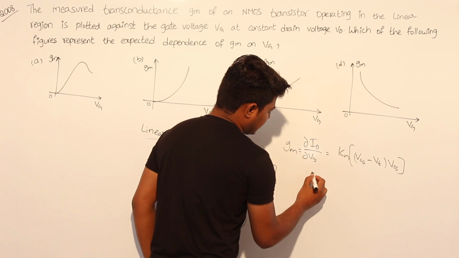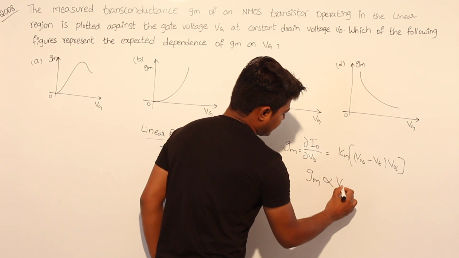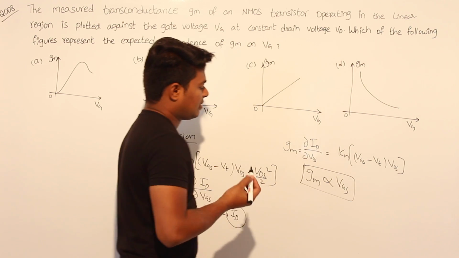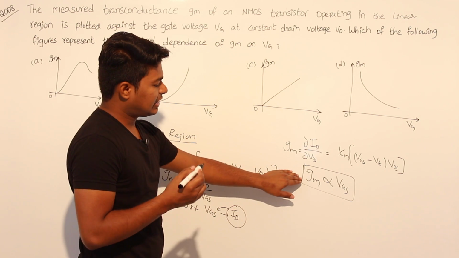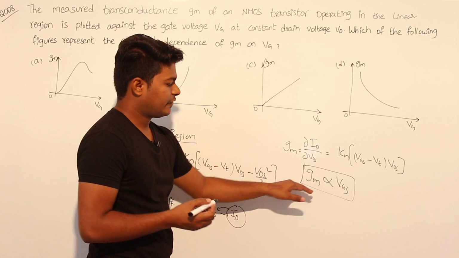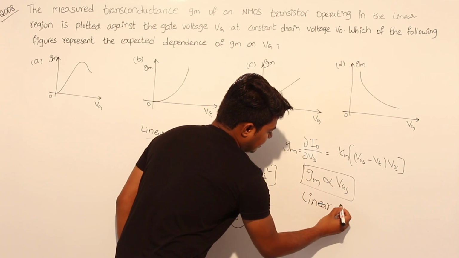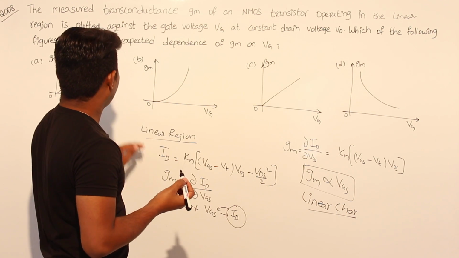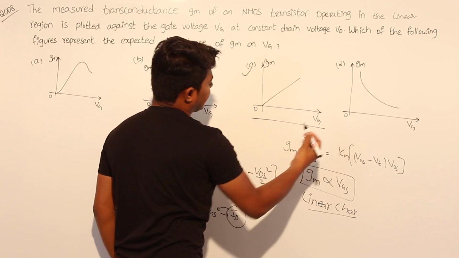So if you observe, GM is directly proportional to VGS. From this we need to find out which one is the correct. It shows the linear characteristics: as GM increases, VGS also increases, which means it will be having linear characteristics. So if you observe in the options, only option C has that linear characteristics.